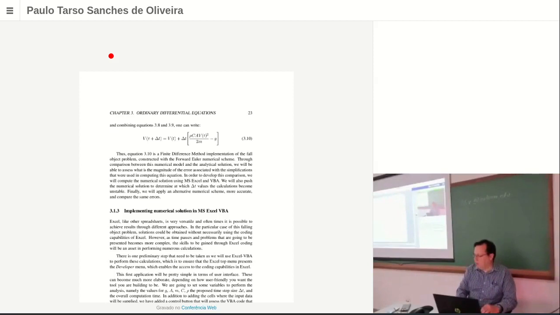T sim, simulation time. T is the current time in my analysis. Rho is the density of the fluid. C is the drag coefficient. What else? Mass. I'm going to use just M for mass. Anything else that we need to declare as variables? Velocity we're going to declare as a vector, as an array.